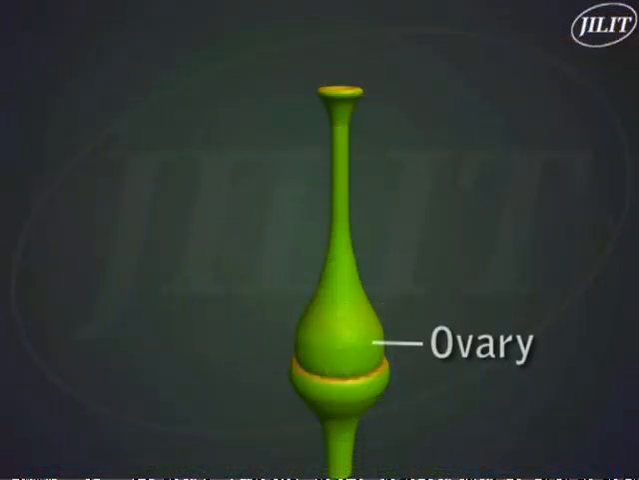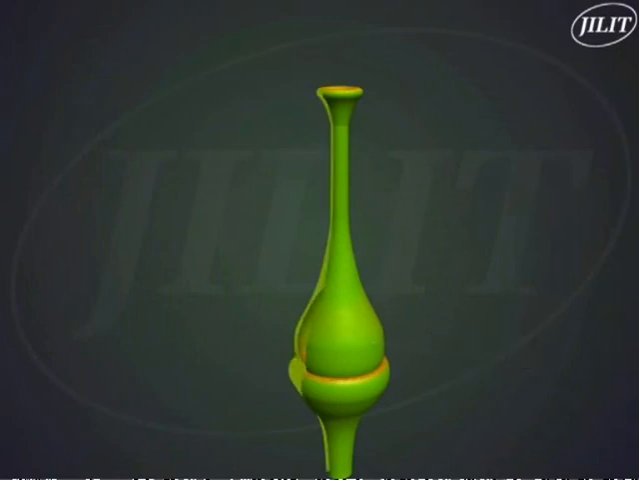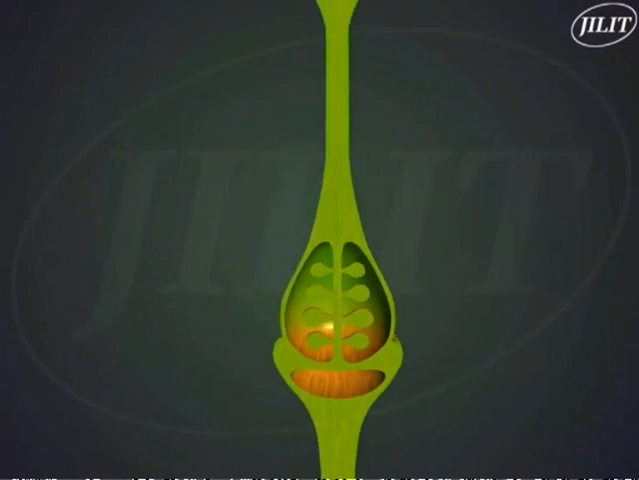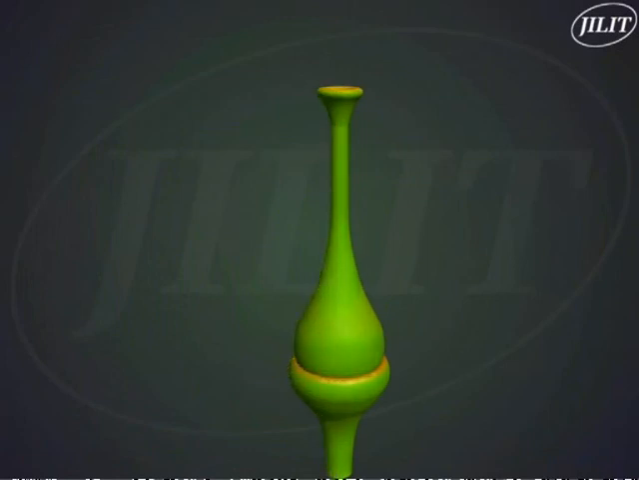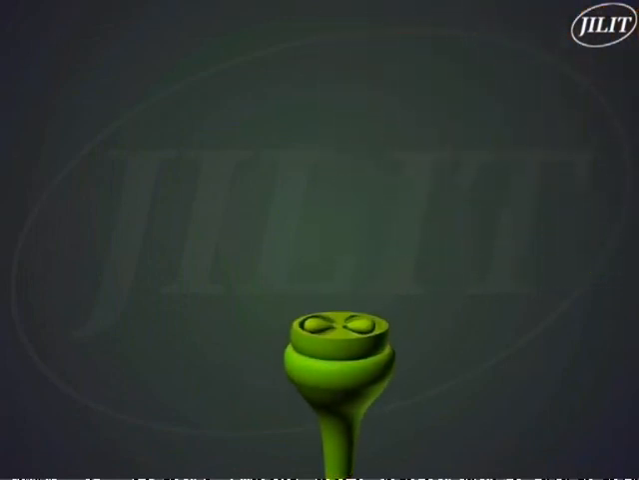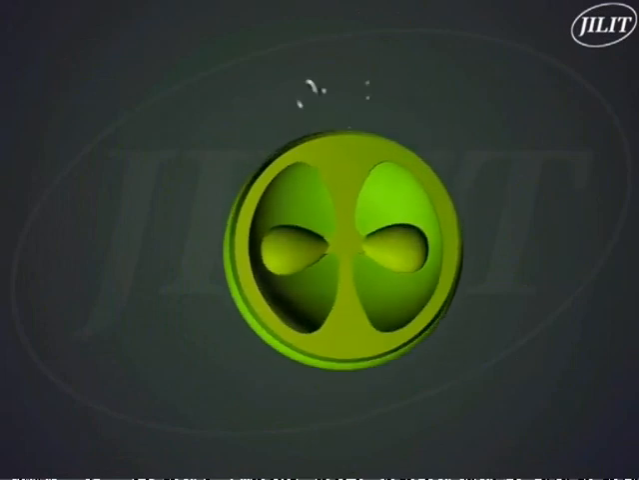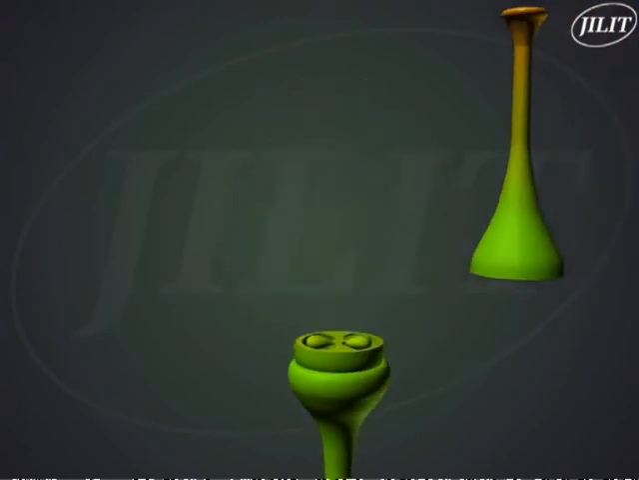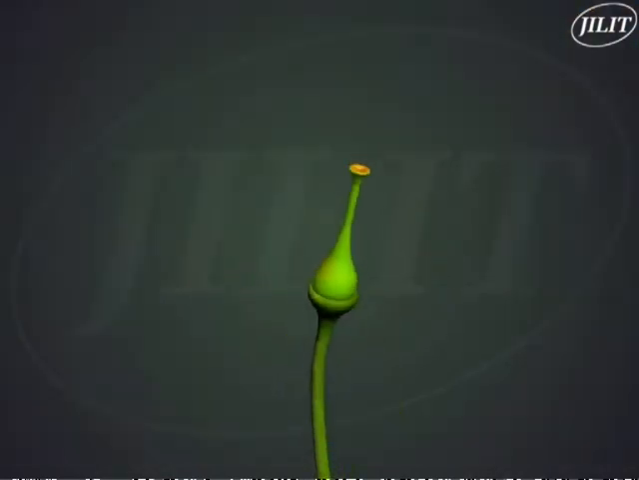The ovary is a basal, swollen part of carpel. On opening an ovary, you will find ovules present inside it. Basically, these ovules are undeveloped seeds. If we cut the ovary this way, you will find ovules arranged like this. This arrangement of ovules within an ovary varies from species to species.